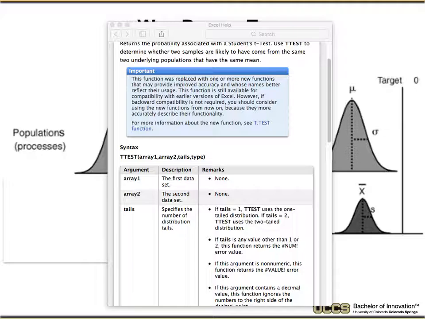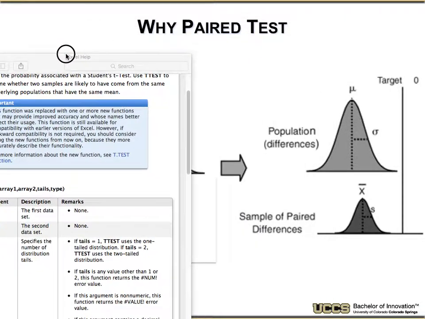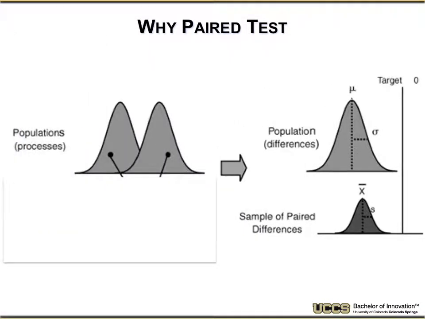So the next problem I want to talk about is what's called a paired t-test. I did tails, right? So now I'm going to do type. So let's talk about paired t-test.